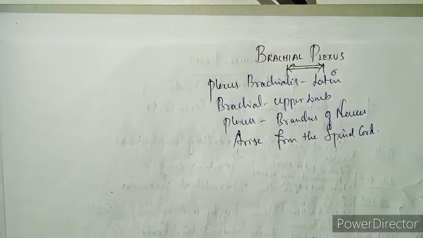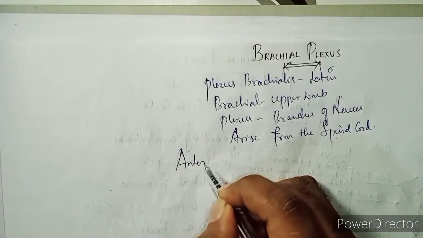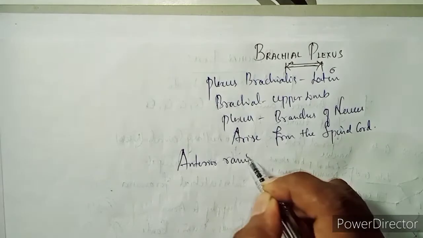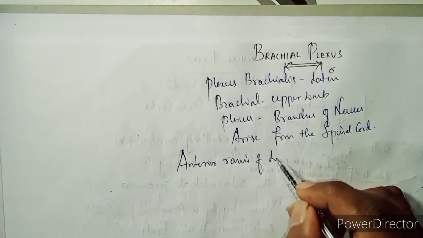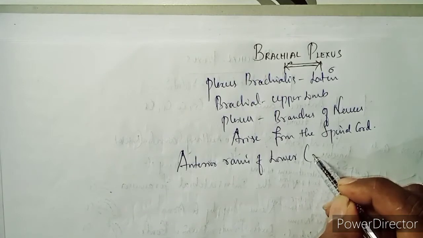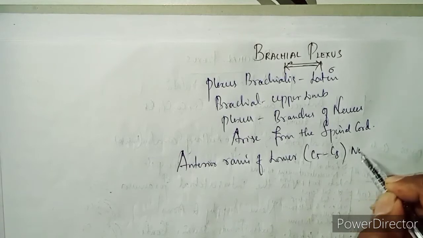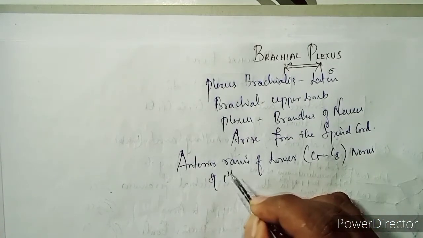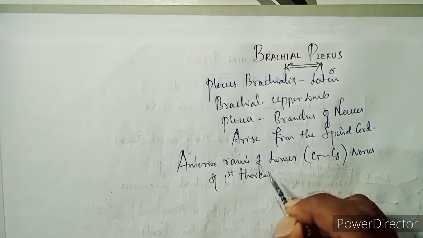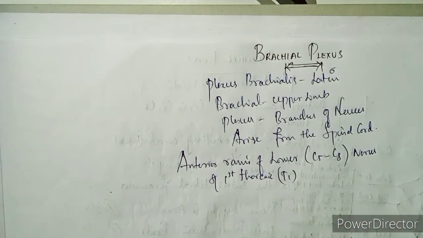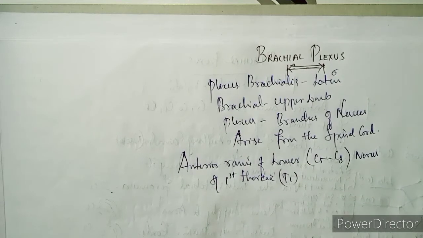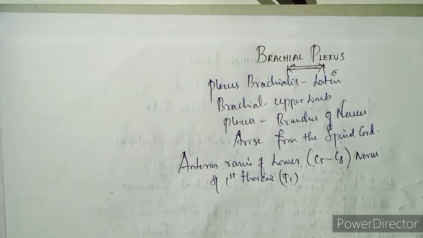Let's see anatomically how the brachial plexus is formed. It is formed by the anterior rami of the four lower cervical nerves, that is C5 to C8, meaning the C5, C6, C7, C8 nerves, and the first thoracic nerve, that is T1. We have seen the formation of the brachial plexus and now where it extends.